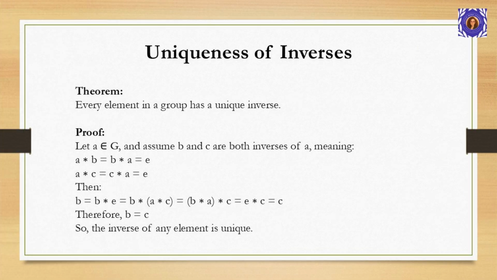Uniqueness of inverses. Every element in a group has a unique inverse. The proof goes as follows. Let a belong to G, and assume b and c are both inverses of a. This means a star b equals b star a equals e, and a star c equals c star a equals e. Then b equals b star e equals b star the quantity a star c equals the quantity b star a star c equals e star c equals c. Therefore, b equals c. So, the inverse of any element is unique.